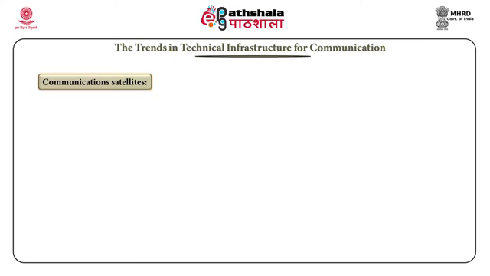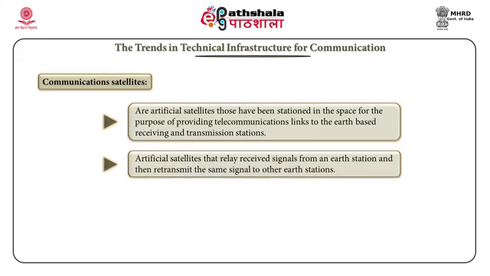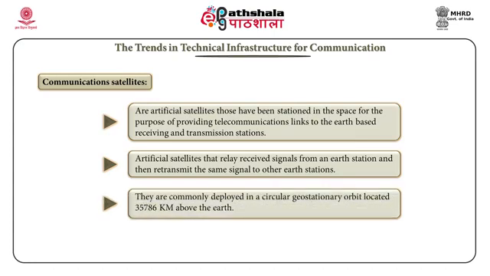Communication satellites. Communication satellites are artificial satellites that have been stationed in space for the purpose of providing telecommunications links to the earth based receiving and transmission stations. Artificial satellites relay received signals from an earth station and then retransmit the same signal to other earth stations. They are commonly deployed in circular geostationary orbit located 35,786 km above the earth. While viewed from the earth, a satellite in a geostationary orbit appears motionless in a fixed position in the sky. So, the nomenclature is geostationary.